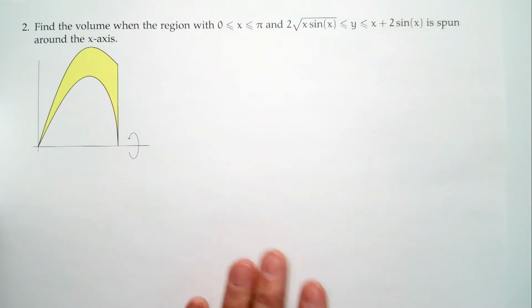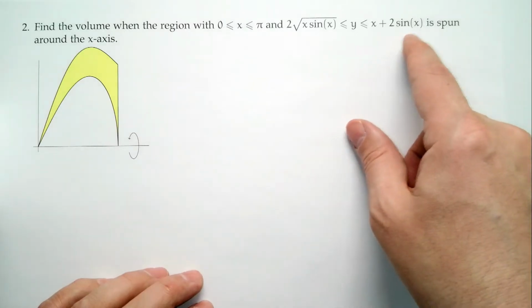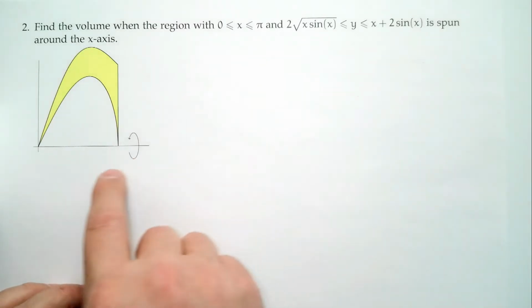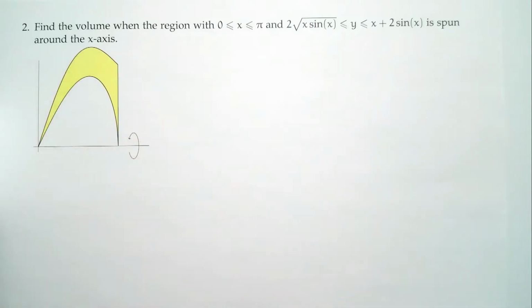Find the volume when the region 0 less than or equal to x, less than or equal to pi, and 2 root x sine of x is less than or equal to y, is less than or equal to x plus 2 sine of x, is spun around the x-axis. So in other words, it's this yellow thing here, and we're spinning it around the x-axis. Okay, well, that's interesting. So, again, keyword, what do we see here?